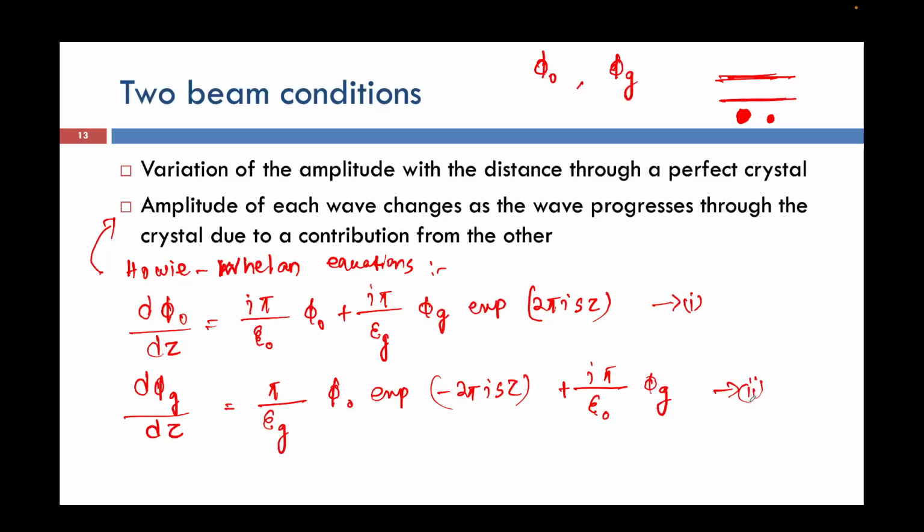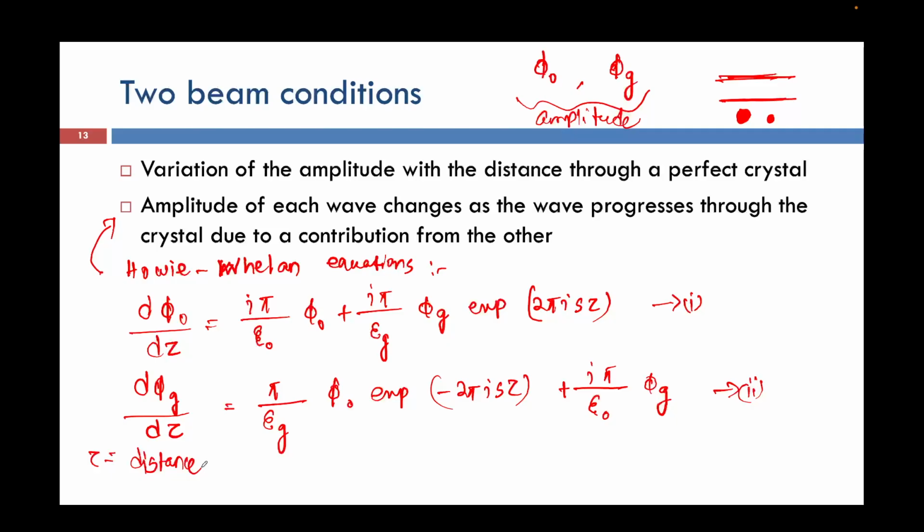So d phi 0 and phi naught, I have told that these are the amplitudes. So here I am writing these are the amplitudes. Phi naught is the amplitude corresponding to the direct beam, phi g is the amplitude corresponding to the diffracted beam. Let's say z is the distance. I am writing it here, z is the distance. Okay, now pi is a constant, we don't have to remember.